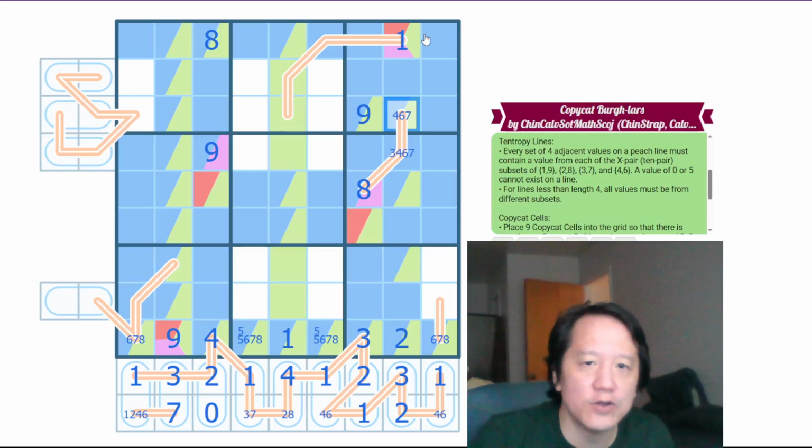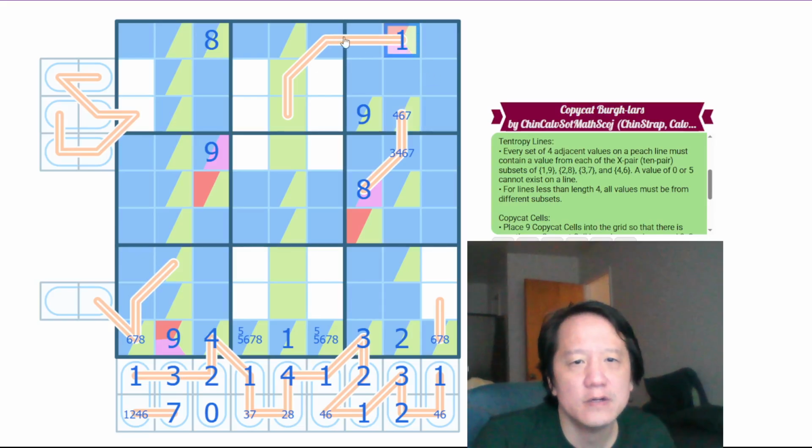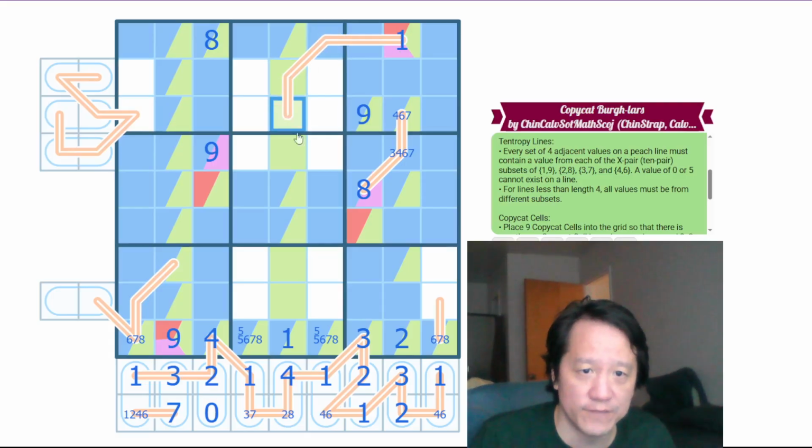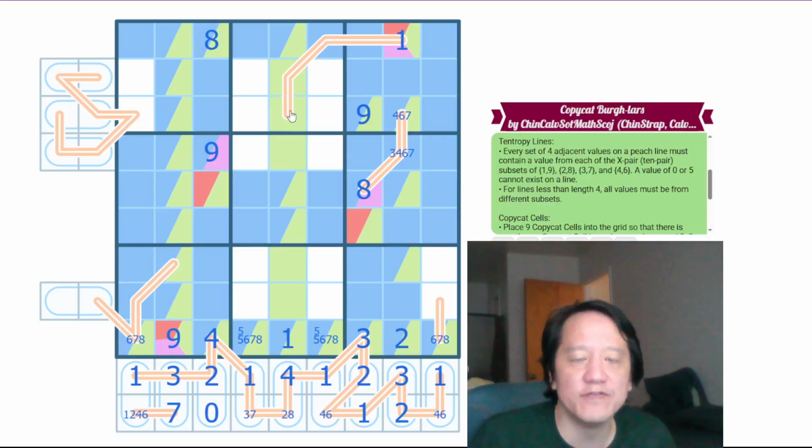Oh, this is value 1. So no, it's value 9, which is still the same tentropy set. 1, 2, 3, 4. This has to be value 1 or 9. Well, it can't be 1 or 9 on its own, so this must be a copycat, which means it's copying this digit here, which has to be a 9.